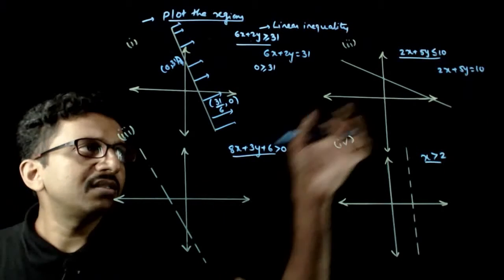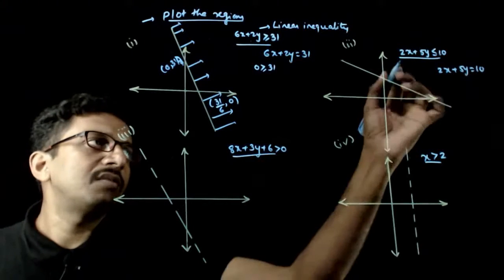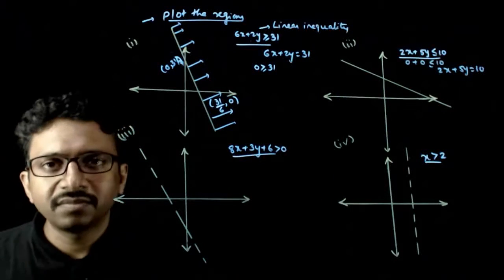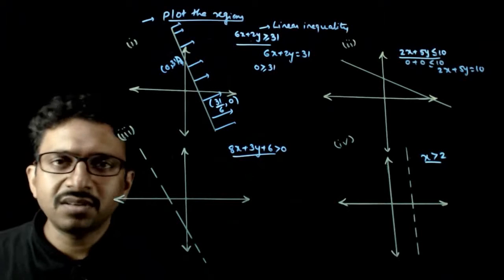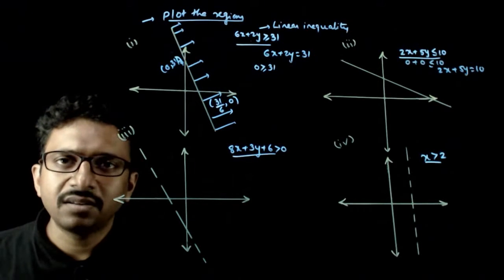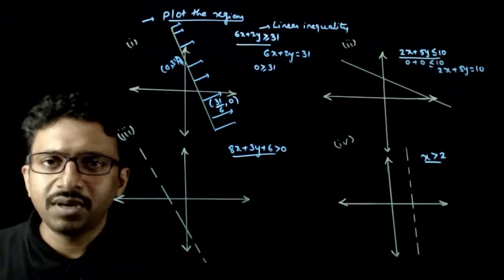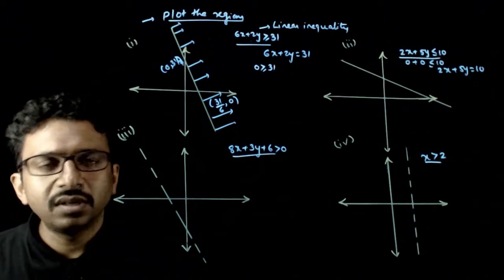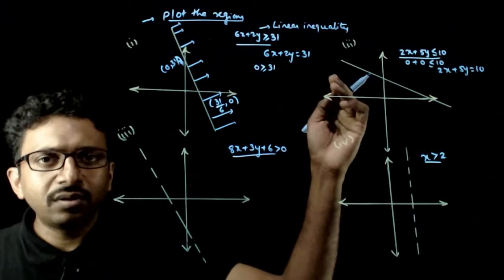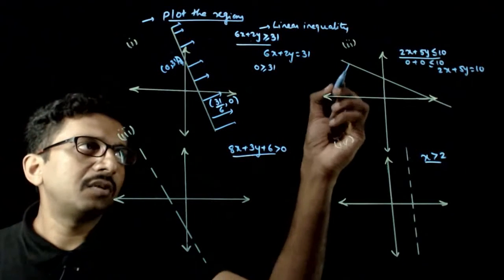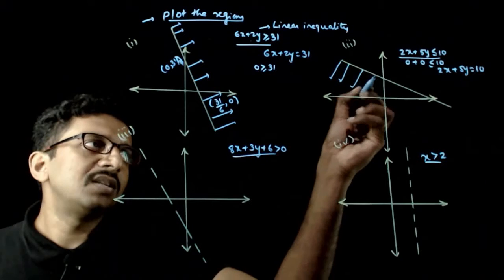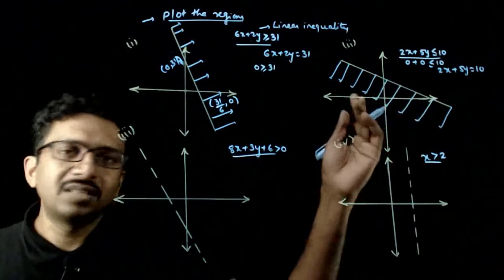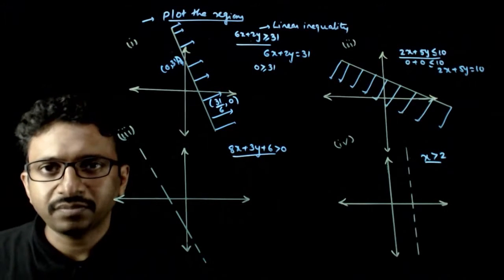The easiest method is you just substitute the origin. If you substitute the origin, 0 plus 0 is less than or equal to 10, so 0 less than or equal to 10. You see that this inequality is valid. Hence (0, 0) satisfies this inequality. So you have to go on the side containing the origin, because the origin satisfies this inequality. All the points on the side of the origin satisfy the inequality.